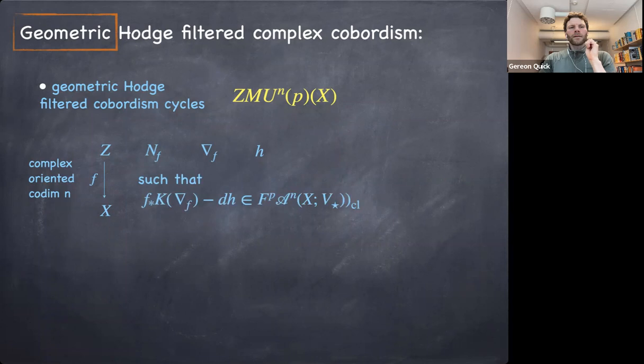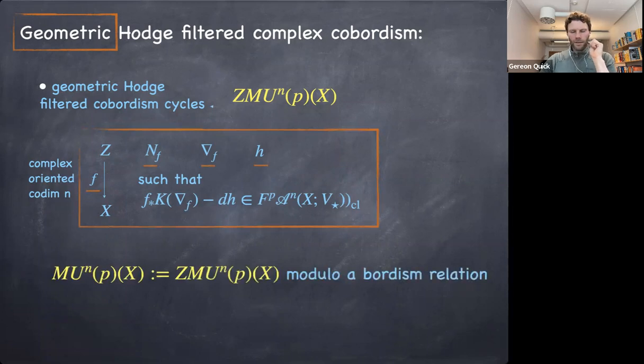Okay, and all these, so this information, this quadruple of objects together, they are what we call a geometric Hodge filtered cobordism cycle. And now we can define a new theory, which I also denote by MUP, but to distinguish it without the D as a subscript. So it's these cycles modulo suitable bordism relations.